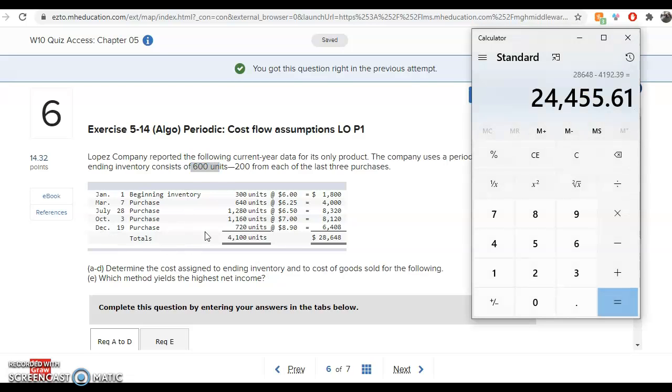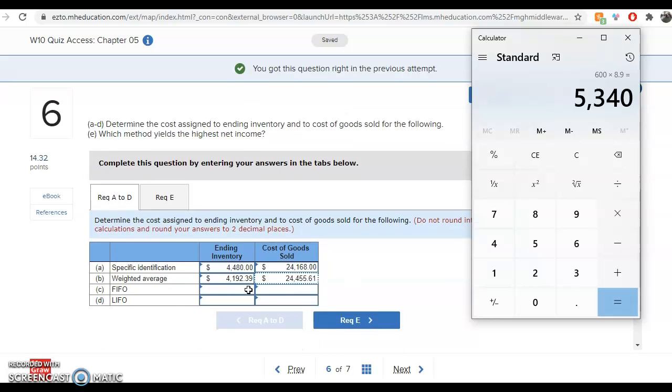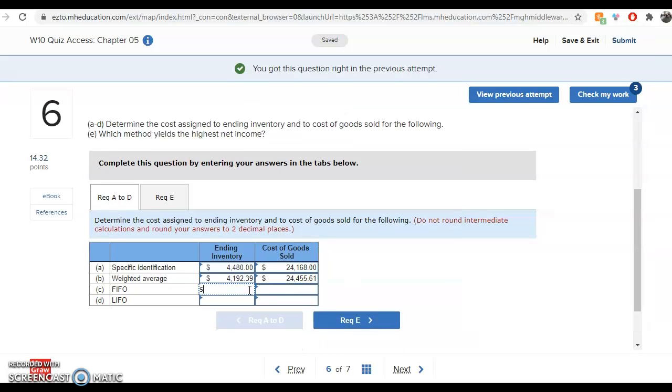Our last purchase was here, and we bought 720 units. Awesome. So we're going to take 600. We're going to times it by this price, $8.90. My math is right. All right. And so that is our ending inventory. That's the cost. So 5,340.